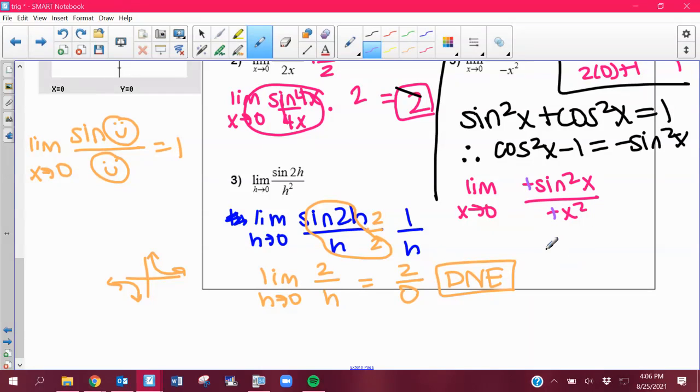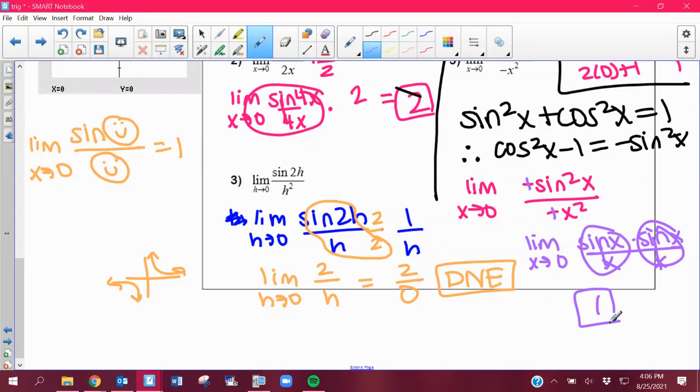And now sine squared, remember all that means is I have 2 sines in the top, and then I have an x squared in the bottom, so I have 2 x's in the bottom. This goes to 1, this goes to 1. So my final answer is 1 times 1, or just 1.